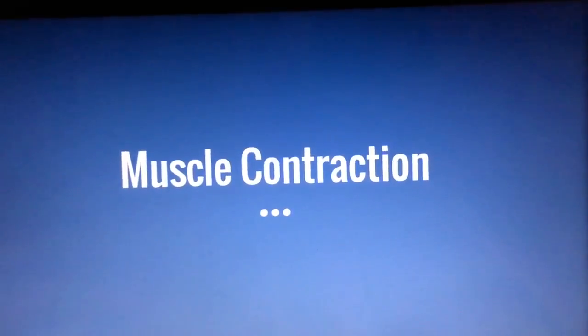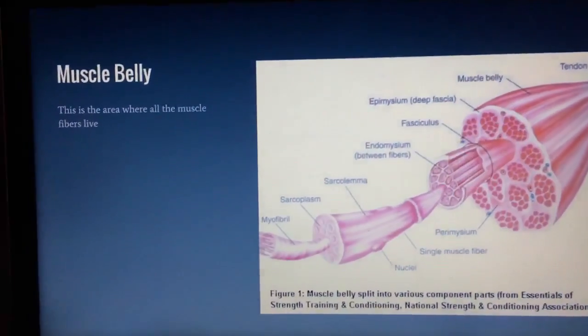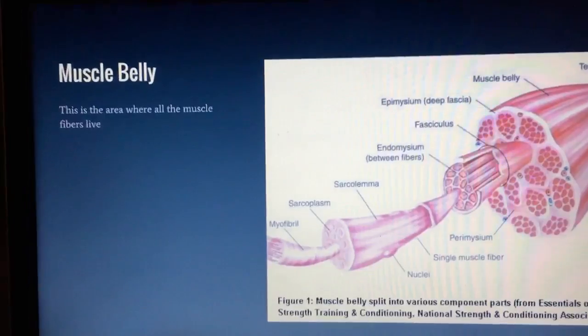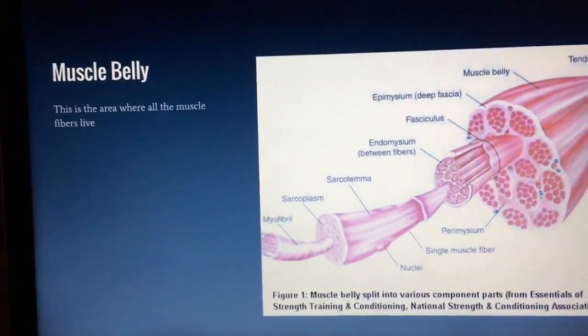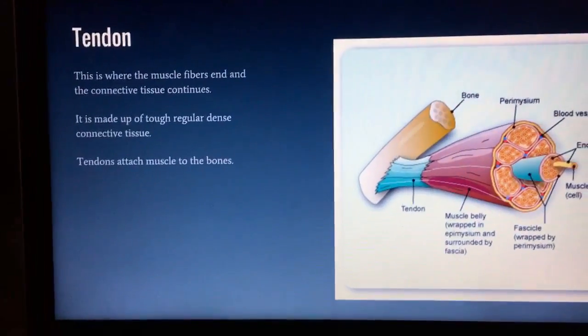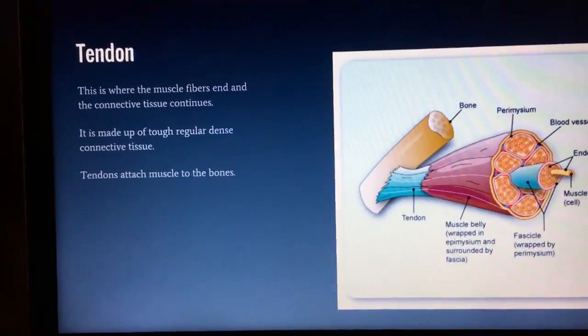I will be talking about muscle contraction. Muscle belly. This is the area where all the muscle fibers live, and it's this whole area right here. Tendon. This is where the muscle fibers end and the connective tissue continues.